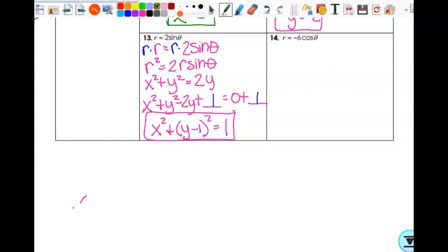Same issue, right? I have a cosine, but I can't manipulate it by just dividing or subtracting to make it into r cosine. So I have to multiply both sides by r. I'm going to skip this step and just say that I know this is going to give me r squared equals negative 6r cosine theta. Then I can substitute, right? r squared is x squared plus y squared. That's equal to negative 6x.